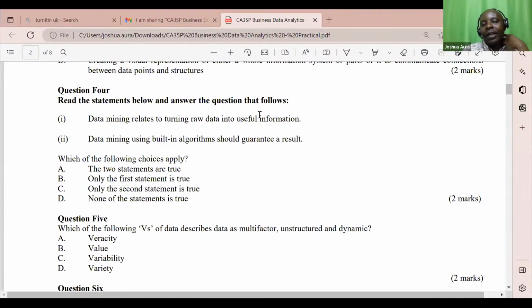Now, ladies and gentlemen, in data mining, so long as you've got a model here, you shall be guaranteed of some result. It doesn't matter whether the result is wrong. But at least when you have a model like an Excel model, if I say 3 times 4, it will give me an answer. Whether the answer is wrong or not is a different thing. But when you are doing data mining, for example, using the CRISP model, which is well built into this computer, I'll be guaranteed of some result. So the two are correct. The correct answer here is A.